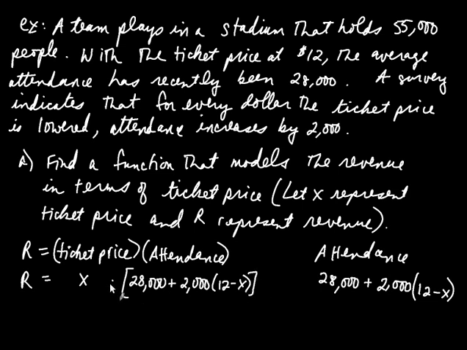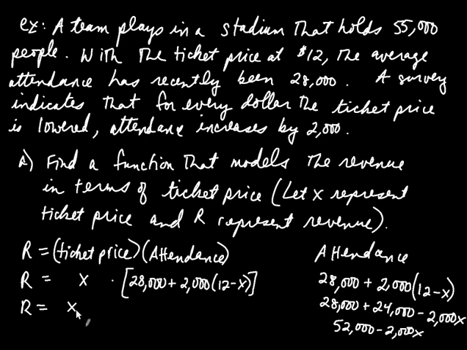And remember, these are being multiplied together. So your revenue is going to be x times, let's simplify this a little bit. Let's do it over here. It's going to be 28,000. If I distribute that, it's going to be 24,000 take away 2,000x. And so the attendance is going to be 52,000 take away 2000x.